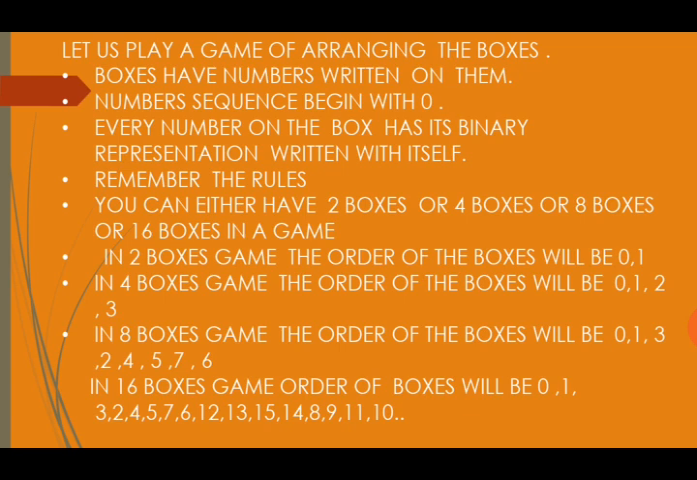In the 16 boxes game, the order of boxes will be 0, 1, 3, 2, 4, 5, 7, 6, then 12, 13, then 15, and then 14. After that 8, then 9, then 11, 10.